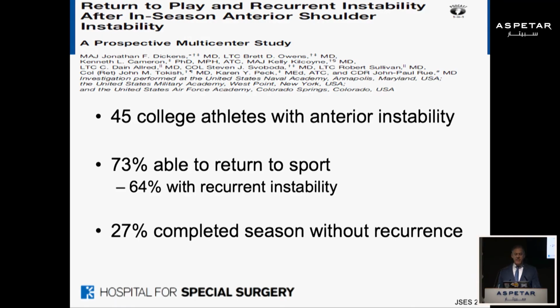This is another study, again from the military, from West Point, where they looked at 45 college athletes with anterior instability. Three-quarters of them were able to return to sport, but a huge number had recurrent instability during that season. And only a small number, 1 in 4, were able to complete the season without recurrence. And some of those only had a few weeks left. So again, neither of these studies really inspires confidence that you're going to get this athlete through the season without another event.